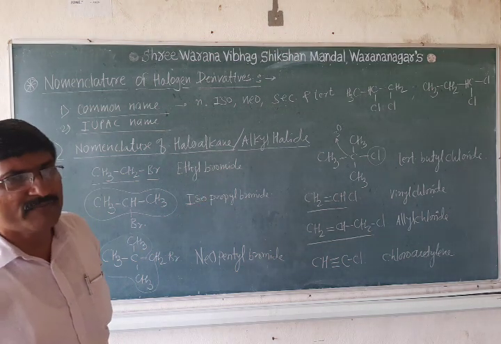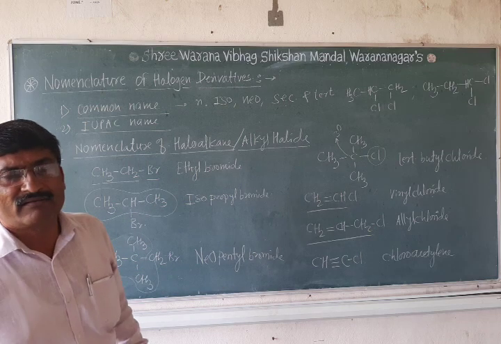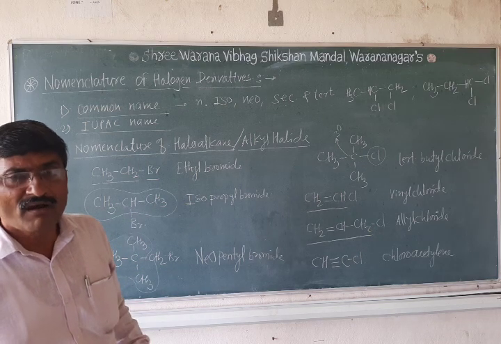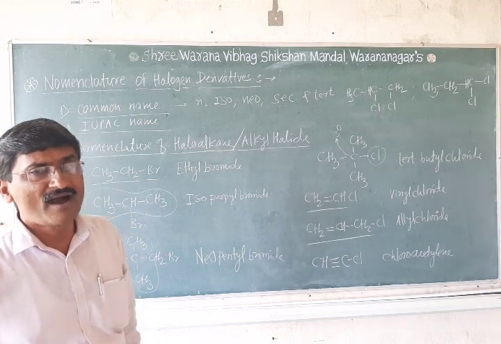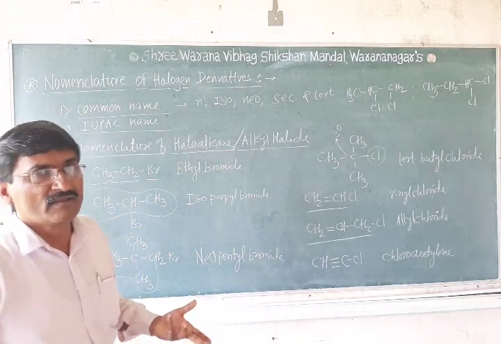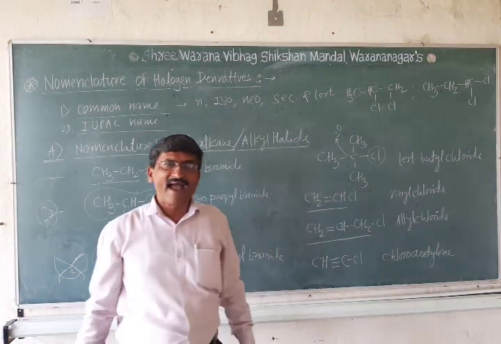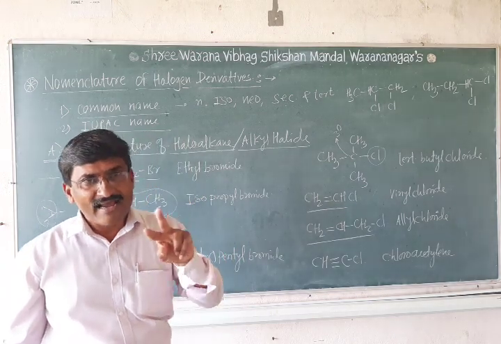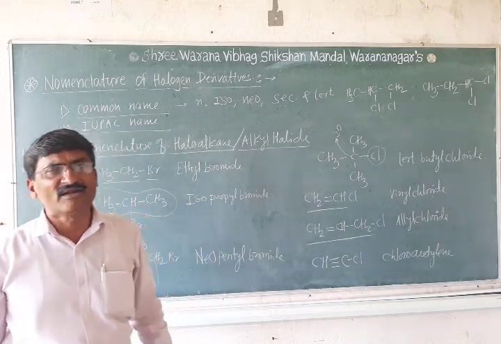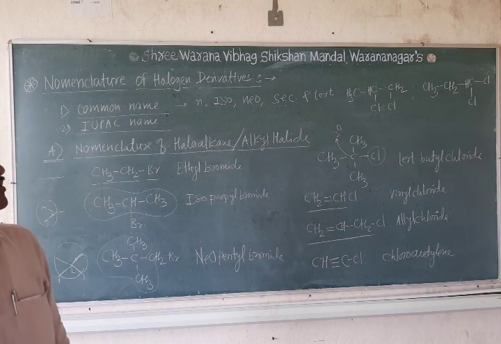In case of the geminal, the common name is alkylidene, and in case of the vicinal, it is alkylene dye. Alkylidene and alkylene dye. With the help of that, it is possible to give the name to that particular compound.